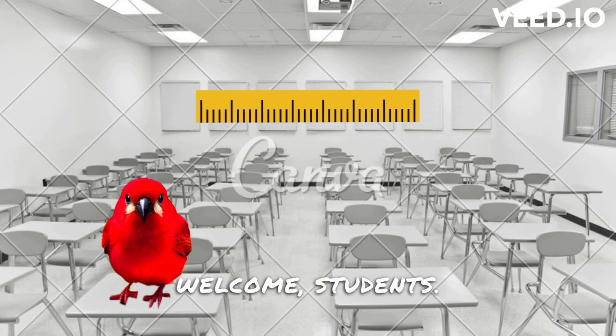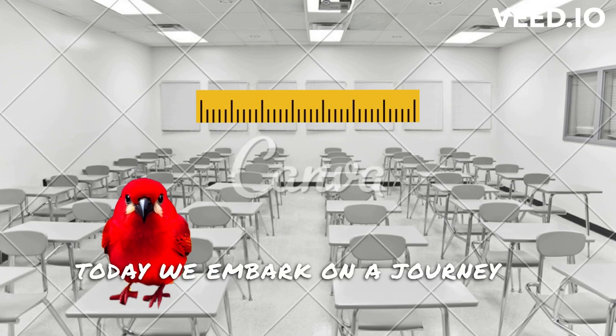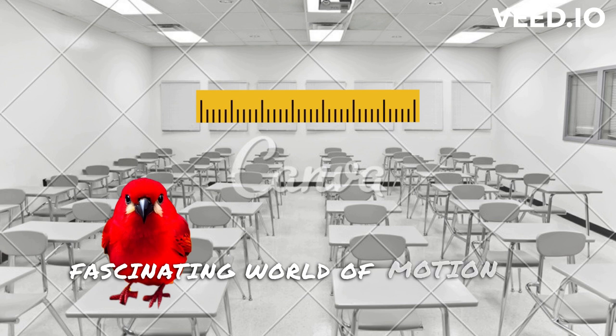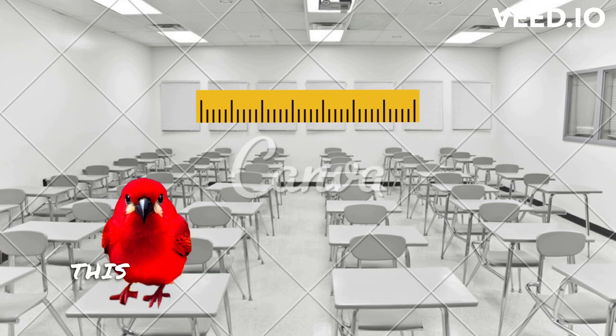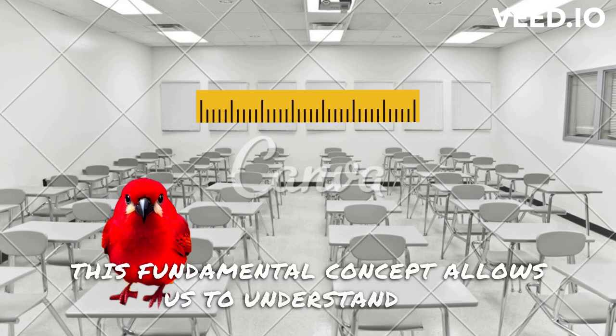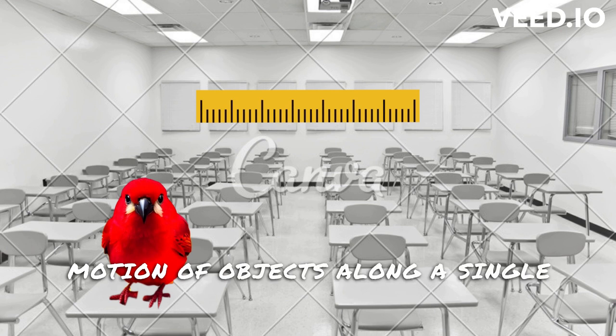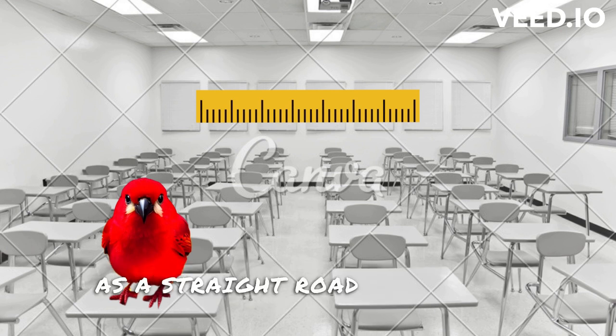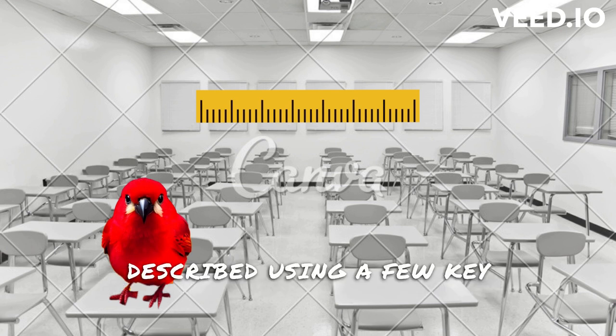Welcome, students. Today, we embark on a journey to explore the fascinating world of motion in a straight line. This fundamental concept allows us to understand the motion of objects along a single dimension, such as a straight road or a ruler. Motion in a straight line can be described using a few key quantities.